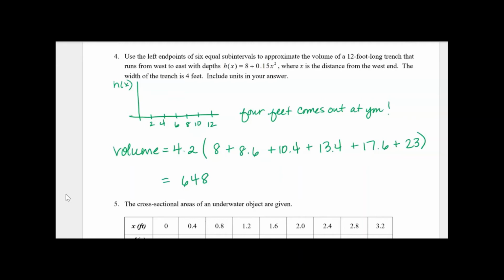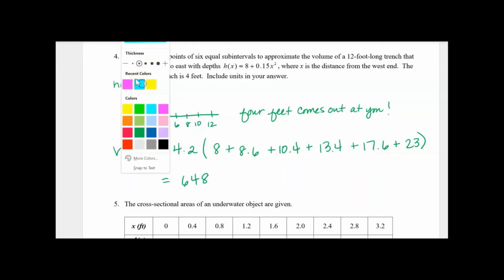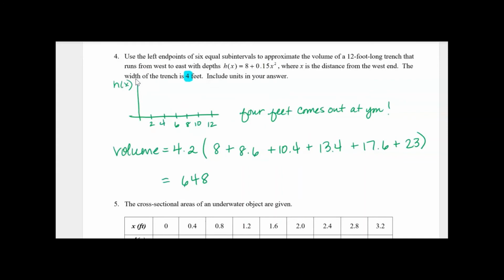The width of the trench is 4 feet. Include units in your answer. So in this question, the width is what is being held constant. So if you look at my calculation, I've got this 4 right here. We have 4 feet.